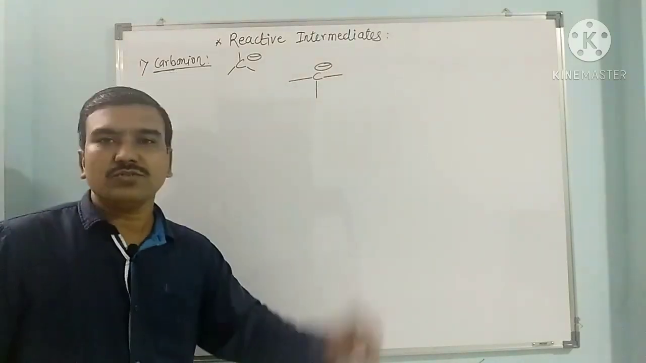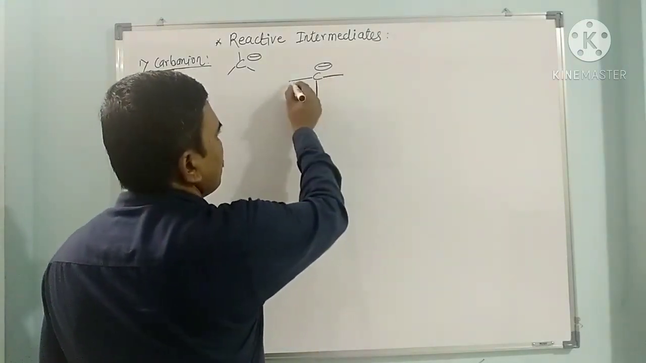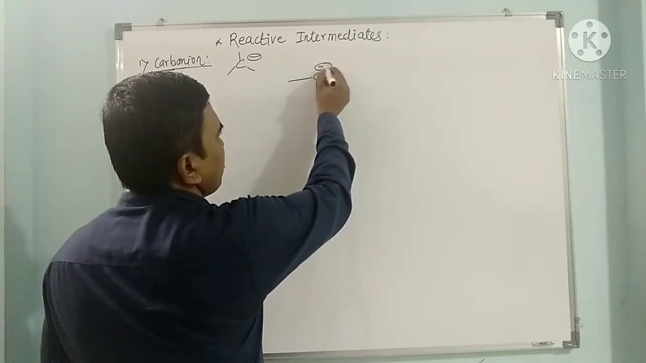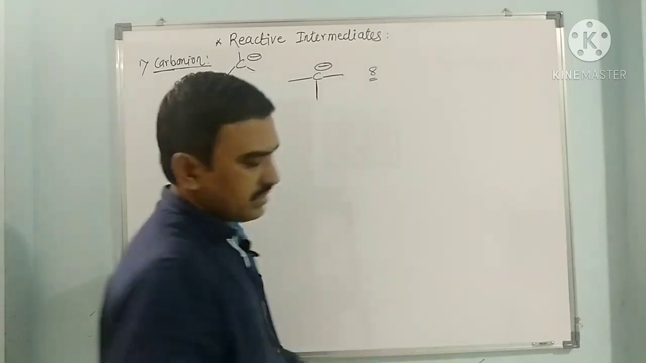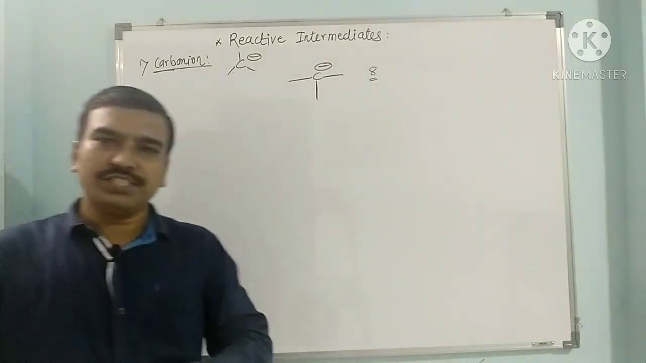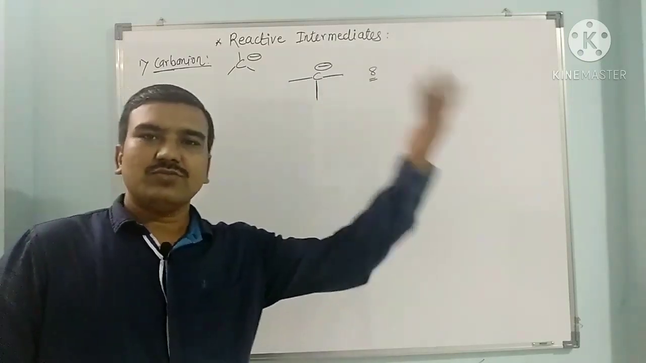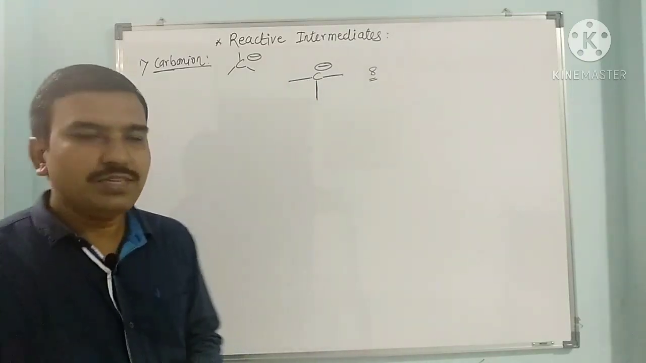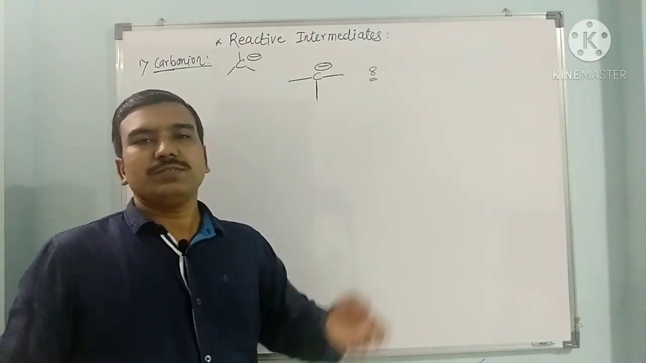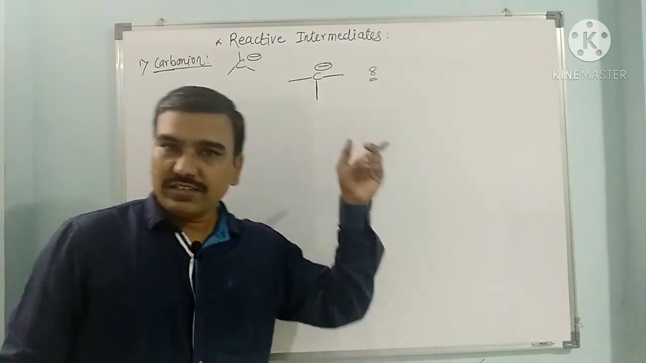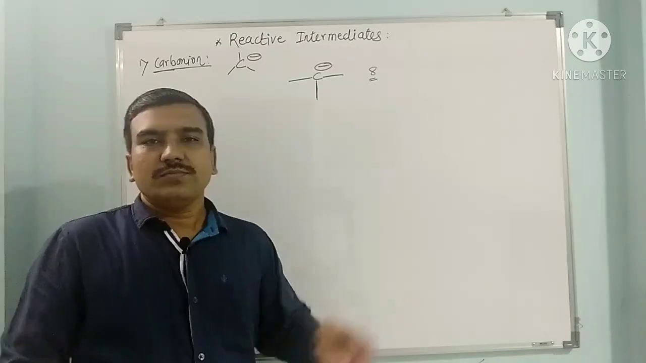So see the electrons associated with carbon: 1, 2, 3, 4, 5, 6, and 7, 8. So here there is an electron pair, and a total of 8 electrons are associated with this. So it is not electron deficient, it is electron rich. The negative charge is there, and this negative charge should be shared, then its stability will be increased. So it has an octet of electrons, but in spite of having an octet, it has a negative charge over it, so it is an unstable intermediate.